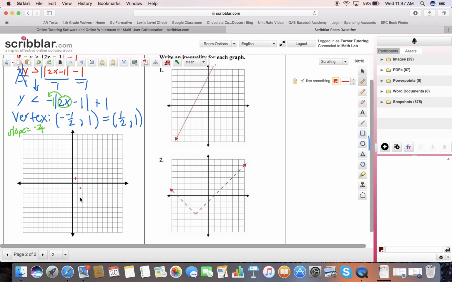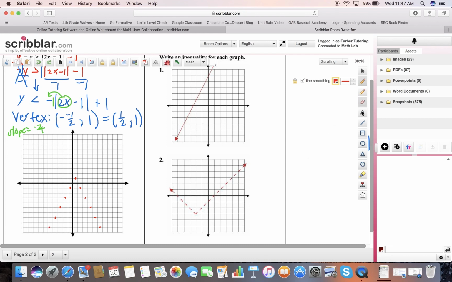So again, down 2 to the right 1, down 2 to the right 1, and so on. And then same thing in the other direction. Down 2 to the left 1, down 2 to the left 1, and so on.